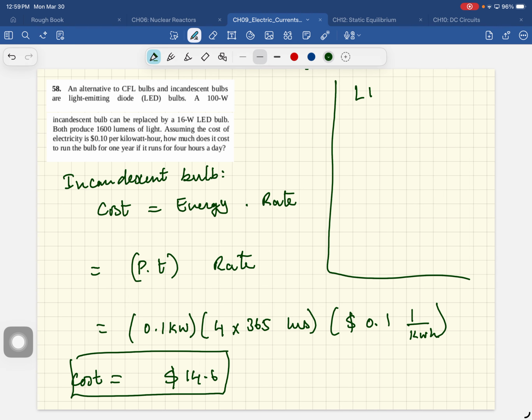So the LED bulb. How much does it cost to run the LED bulb? You see, 16% of that, 0.16 times that.